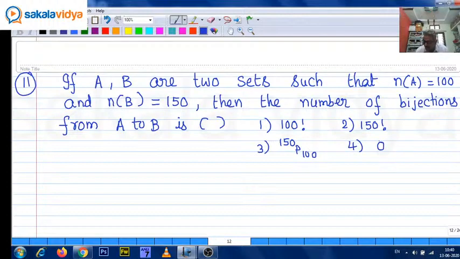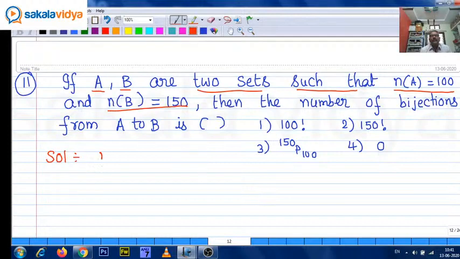Abhishek Jakula, now you are getting the answer. See in this one, A, B are two sets such that n of A equals 100, n of B equals 150. That means n of A does not equal n of B. So the bijections cannot be defined. So the number of bijections is equal to 0. So that's your answer, Abhishek Jakula.